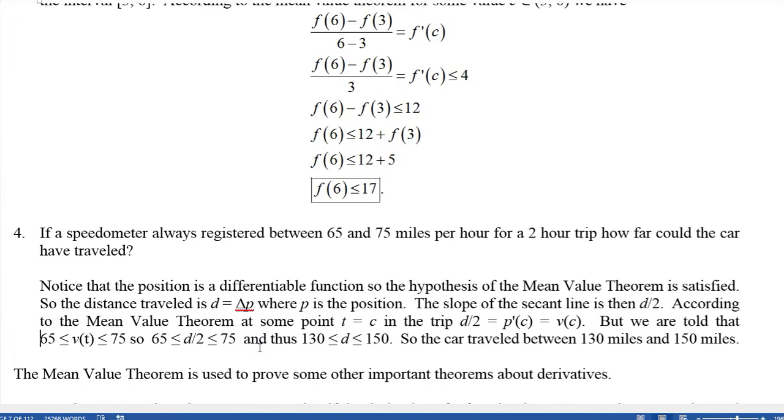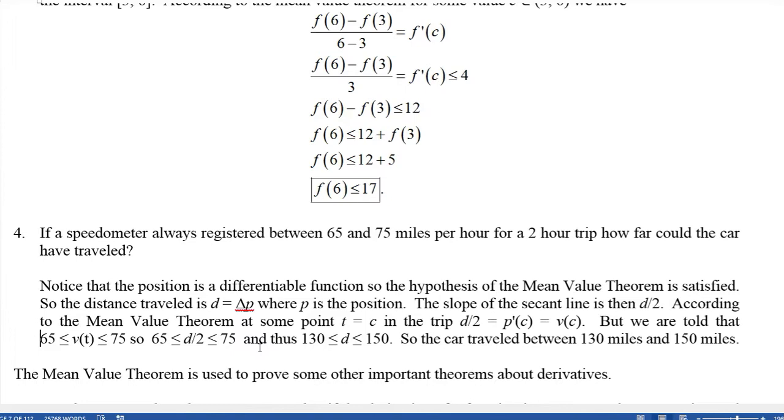So multiply everything by 2, and the distance traveled has to be between 130 and 150. In other words, the lowest you could be is 65 miles per hour for 2 hours, which is 130 miles. And the farthest you could go is if you went 75 miles per hour for 2 hours, for 150 miles. So it has to be somewhere between that. And this is a consequence of the mean value theorem.